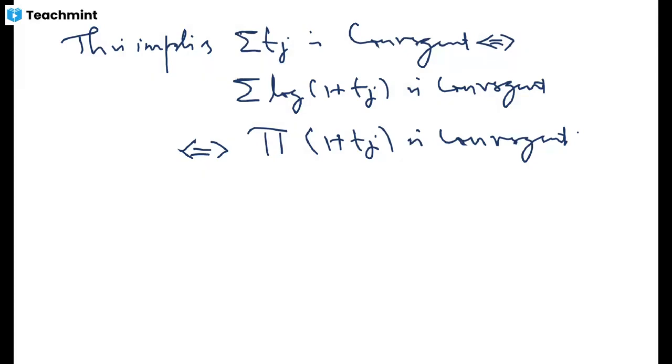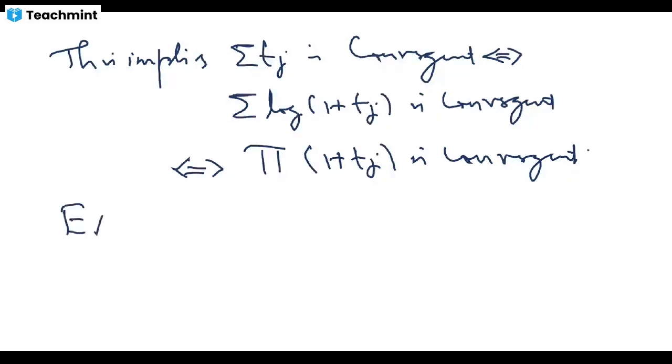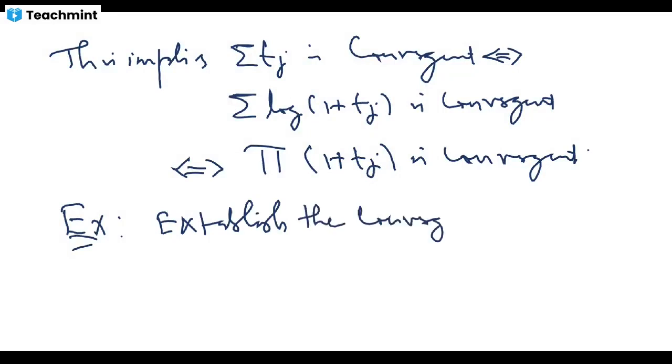So by using this result, you can establish the convergence of the following infinite product: the product k from 1 to infinity of 1 plus 1 upon k to the power alpha.